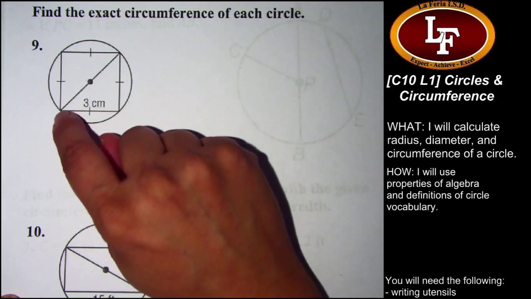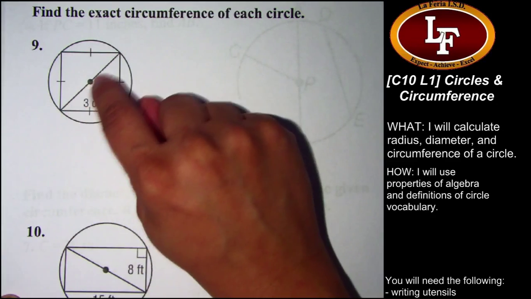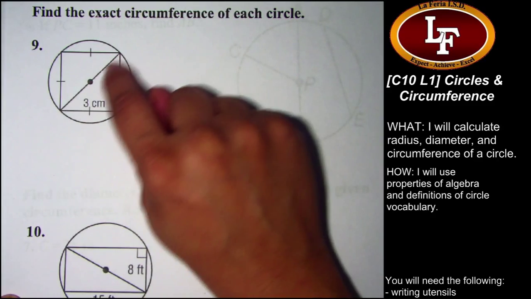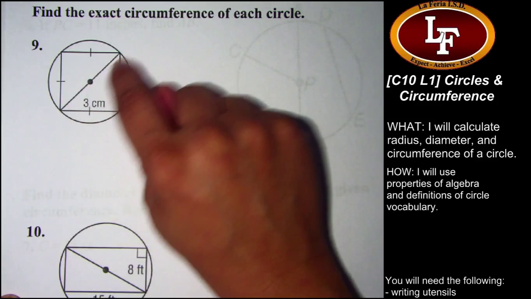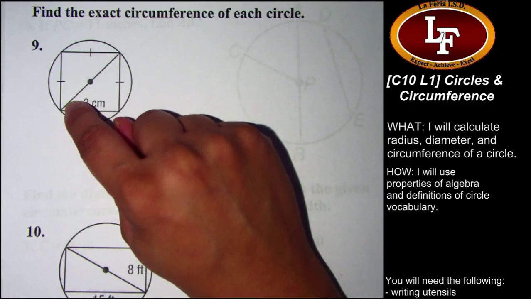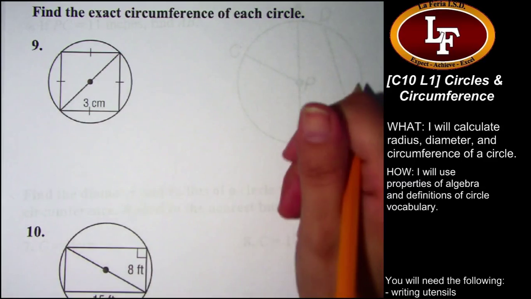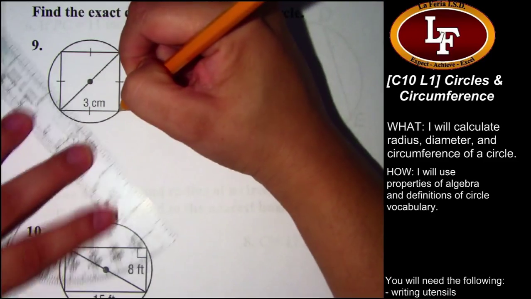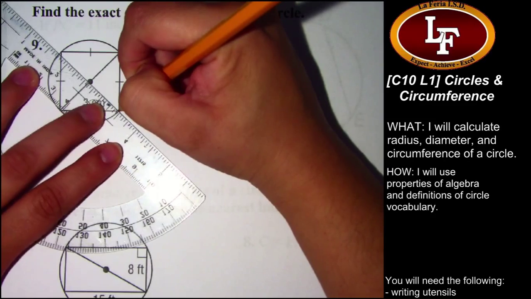Also looks like there's a diameter that is cutting this figure in half. Now the thing that I know about all diameters in a circle is that they're all congruent to each other, which means that I could add in another diameter right here.